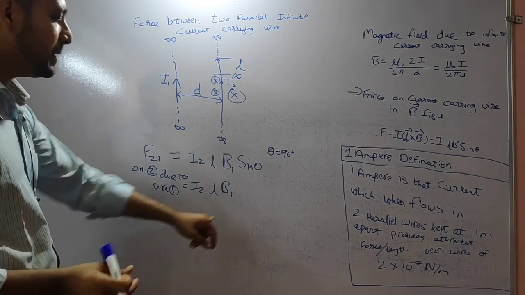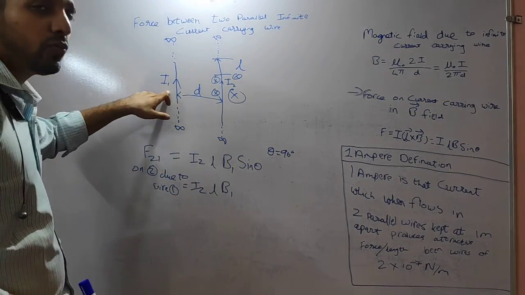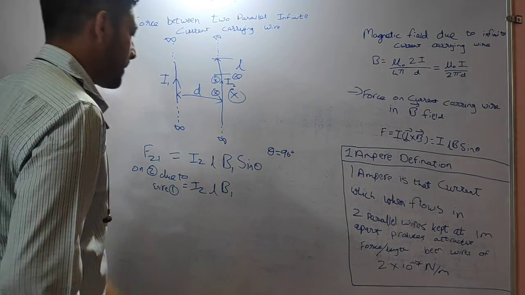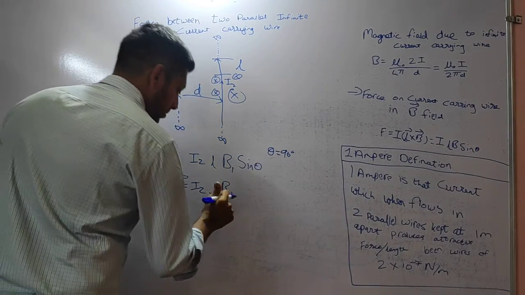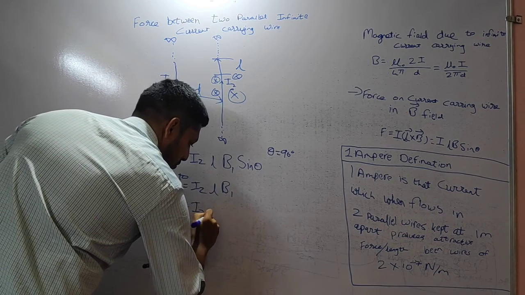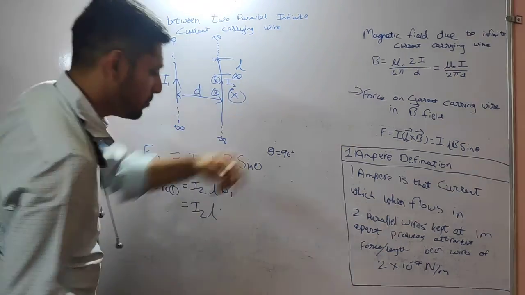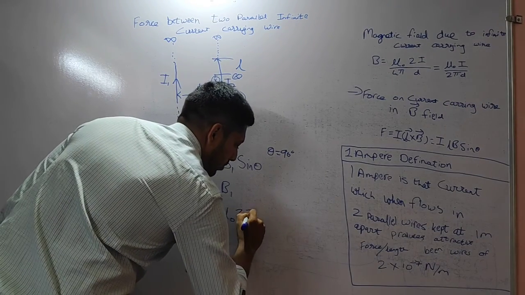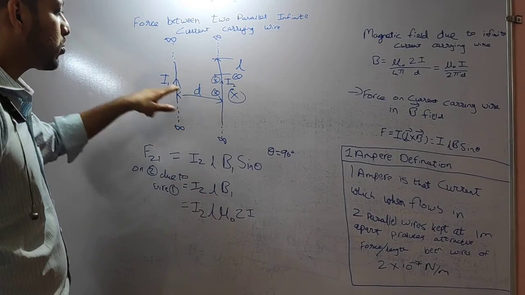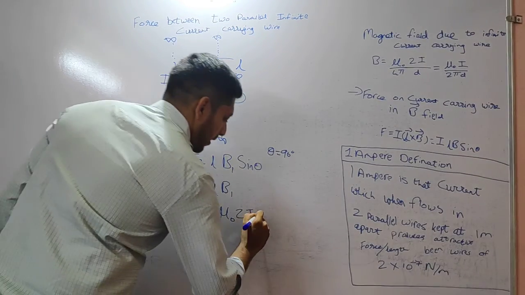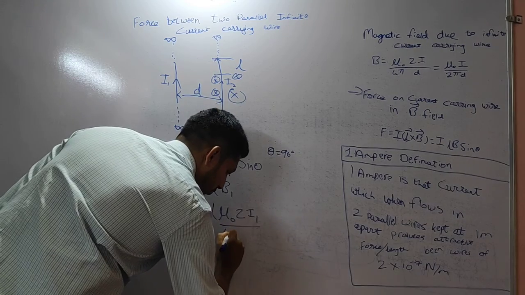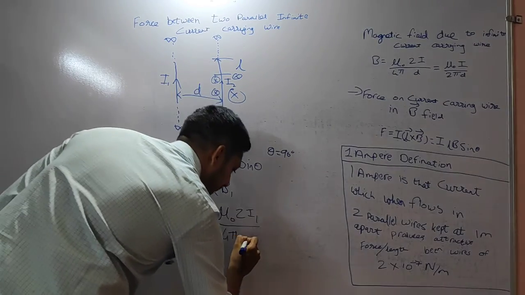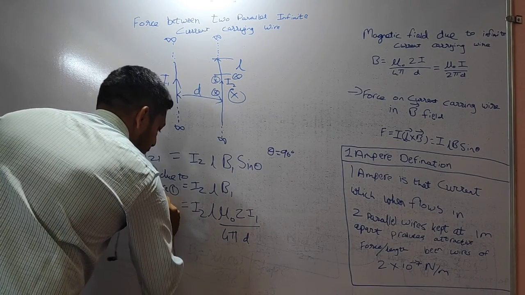Now what will be the value of B1? B1 is the magnetic field due to wire 1, so we can take the value from here. Instead of B, I will write I2 L times mu 0 by 2 pi. What will the current be over here? The magnetic field is produced due to this wire, so the current will be I1 upon 4 pi, and the distance between the two wires is D, so it will be D. This is the force.